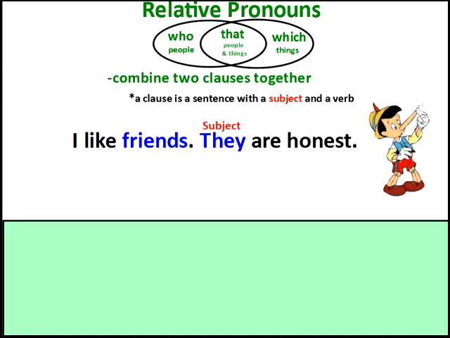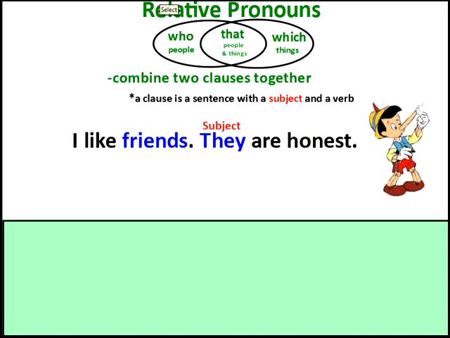Something that we need to know about these relative pronouns is that they're used for different reasons. When we're talking about people, we need to use the relative pronoun who. If we're talking about people or things, we can use that. So that is very flexible. It goes for both. And if I'm talking about things, I need to use the relative pronoun which.